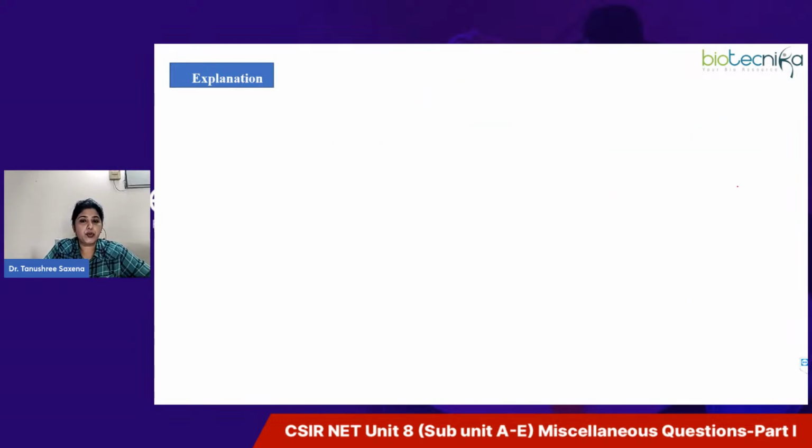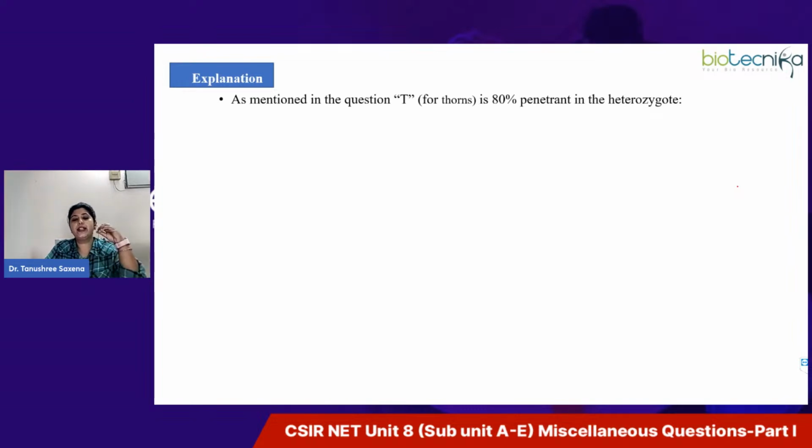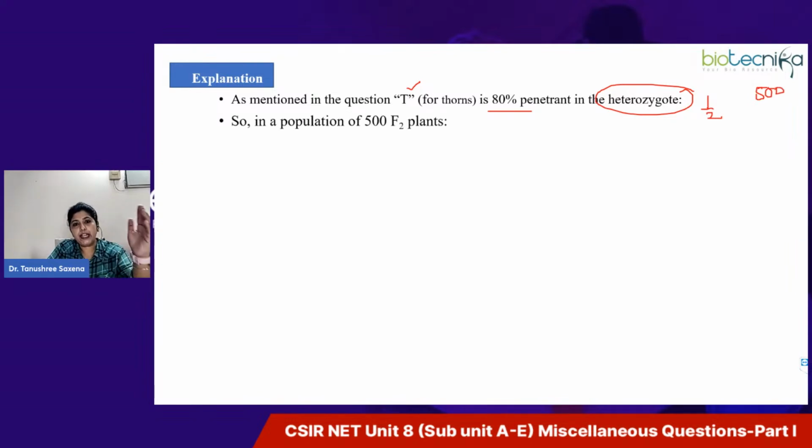Now, let's follow the question. In the question, it is mentioned that this particular allele is for thorns and it is 80% penetrant in heterozygote. So when you are performing a monohybrid cross, which I showed you in the previous slide, the probability of getting a heterozygous condition is what? Half. And the total progeny is 500, given to us in the question, right? So in a population of 500 F2 plants, how many will be heterozygous? So half of 500, that is 250.